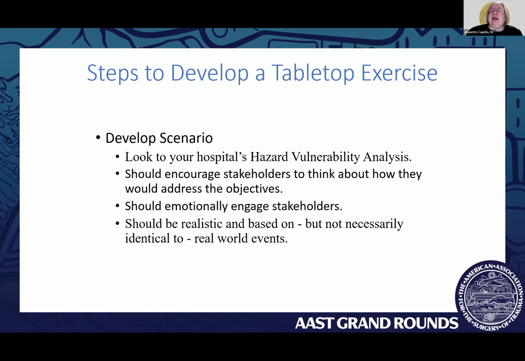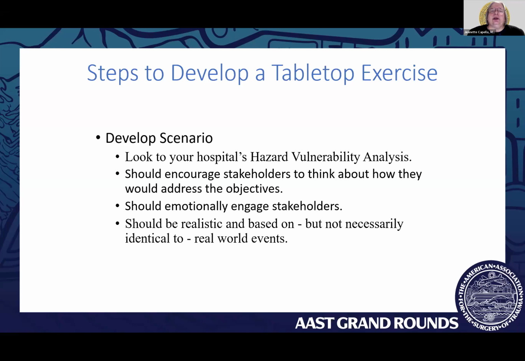And then you develop your scenario. A common question in my conversations with trauma surgeons asking how to do an exercise is, what scenario should I choose as my first step? That's really farther down the list of things to do. But when you do get to that point, you start with your hazard vulnerability analysis at your hospital. What are the things that you're really worried about in your community?